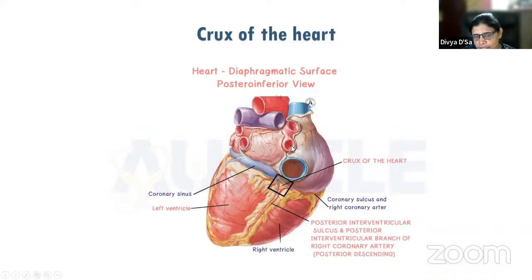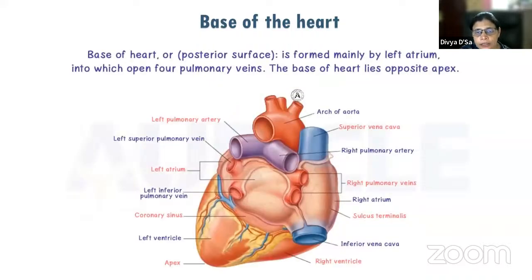So all of this, that is the interatrial groove, the anterior and posterior interventricular grooves, and the atrioventricular groove will meet at a common place. And that is known as the crux of the heart. Okay, so this is very important. This point is known as the crux of the heart, where all the grooves, interatrial, interventricular, and atrioventricular grooves will meet.